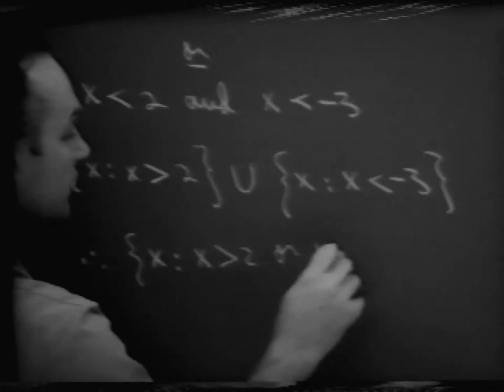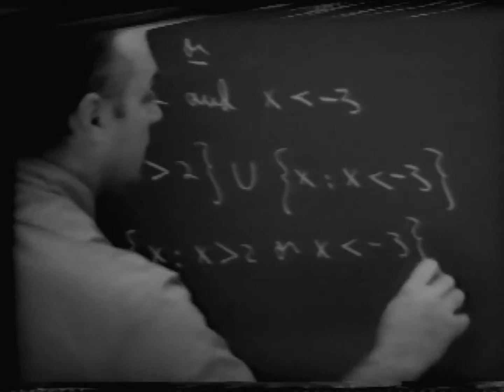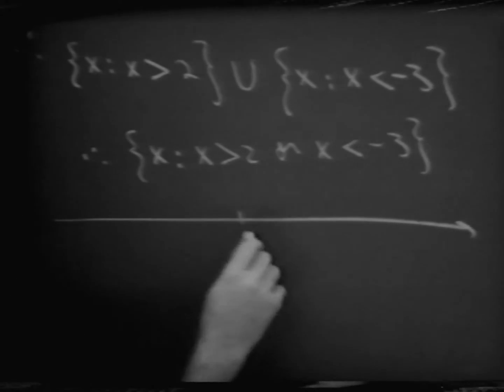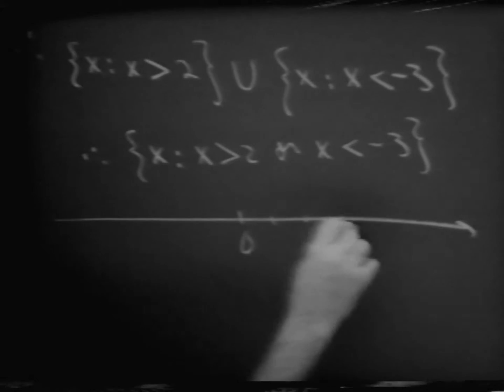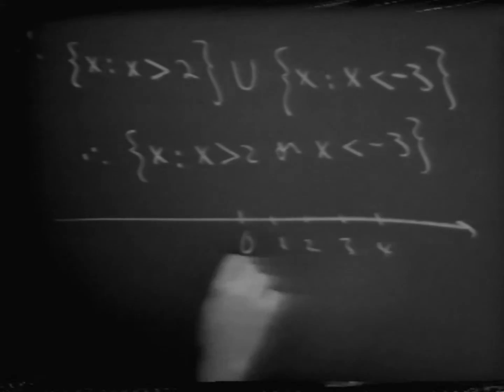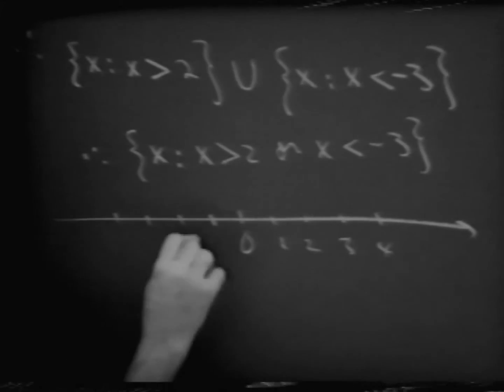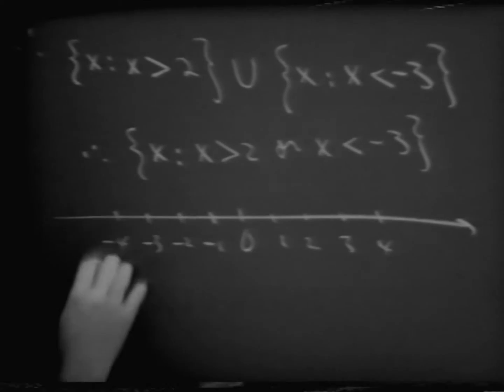Or x is less than negative 3. And then if we were to make the graph of that sentence, let's see what it would look like. Suppose this is 0, 1, 2, 3, 4, and to the left, negative 1, negative 2, negative 3, negative 4.